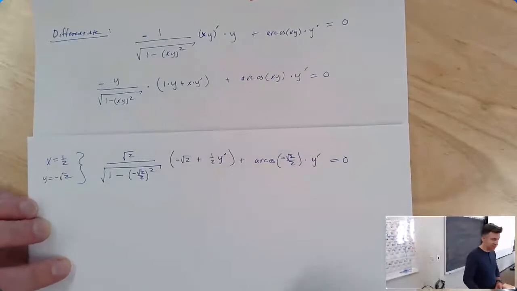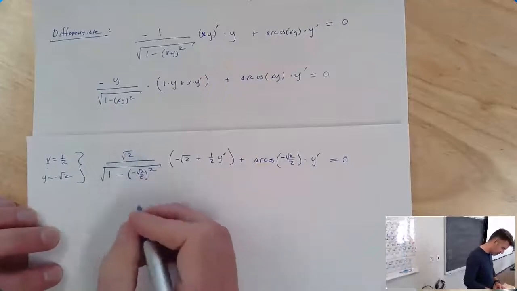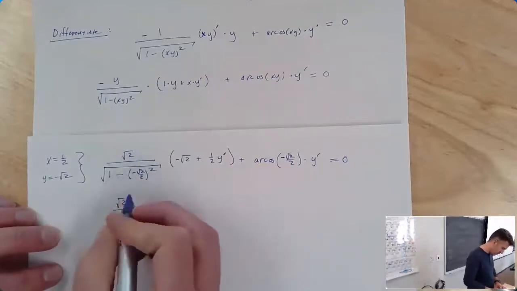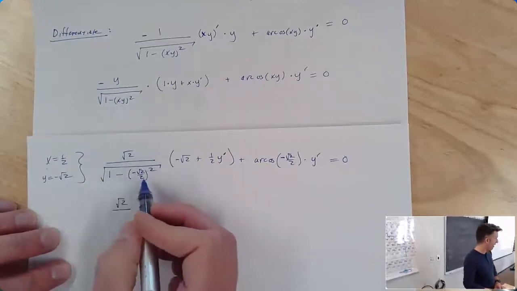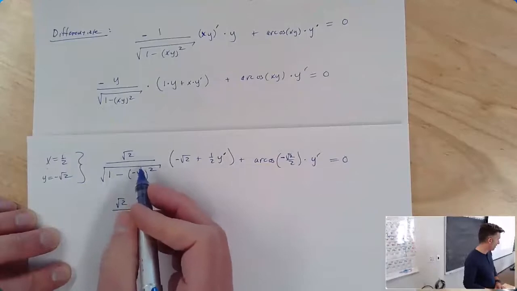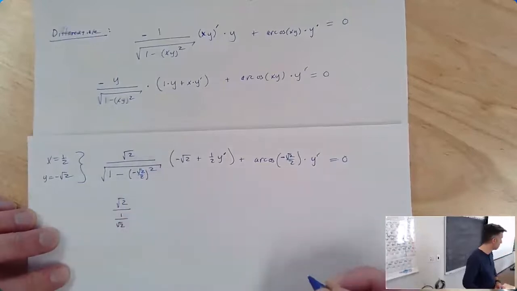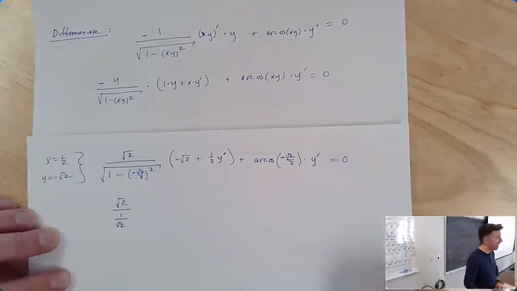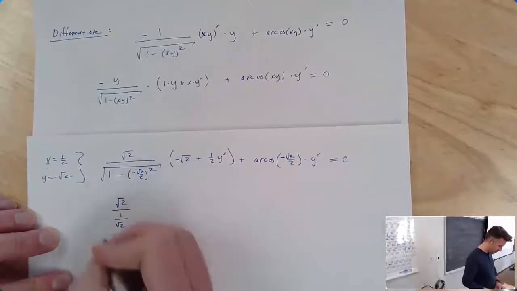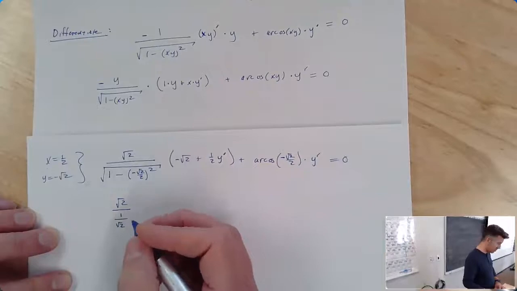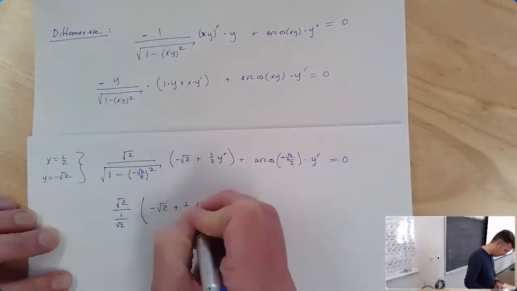And now it's just dealing with all this arithmetic, which isn't too terrible, but we do have to be careful. So I've got root 2 over the square root of 1 minus negative root 2 over 2 squared. That squared is 1/2, 1 minus 1/2 is 1/2, and the square root of 1/2 is the square root of 1 over the square root of 2, or 1 over root 2. I know that's a lot, but it's not that much. Let's double check. Yeah, 1/2, 1 minus, yep. So I could have just written 2 here if I wanted to, right? Root 2 times root 2 times negative root 2 plus 1/2 y prime.